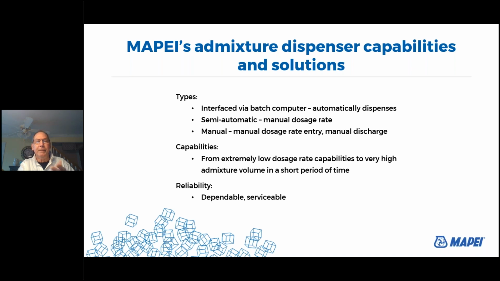The admixture dispenser solutions, like I said, there's interface. It's just automatic. They press a button, and everything works in conjunction with the batch plant. There's semi-automatic, which means we can dial in a dosage rate of admixture we want and press a button, or manual, which we use a lot of times outside on a large project or a road project, and it's a 3-position valve. You press it down to fill it, and you push it up to discharge it. Very quick, and it's air operated. The capabilities are very low in minute dosages, and then very high. In other words, we can pump 20 gallons of a high early or an accelerator in a ready-mix truck in a very short period of time. And the reliability is very dependable and serviceable by our dispenser technicians.